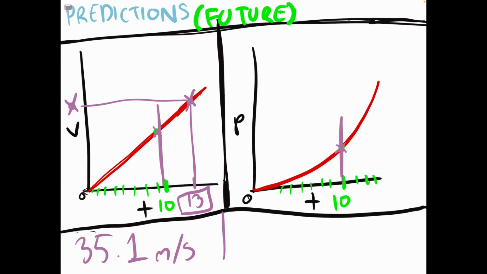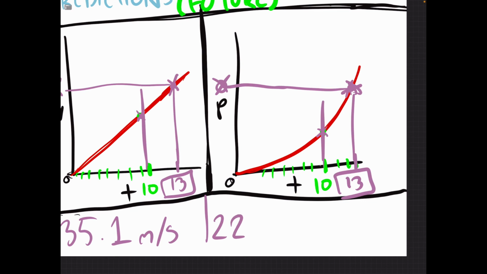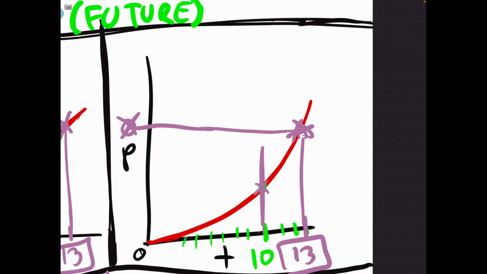Same for the position versus time graph. You see here it's increasing exponentially. It's accelerating, so the distance increases every second. And then same, if we wanted to find the position, basically the distance away from the initial position, 13 seconds after the start of the race, we would do the exact same thing, match it with the position axis, and it would give us an answer of 228.2 meters. Let's zoom in on this.